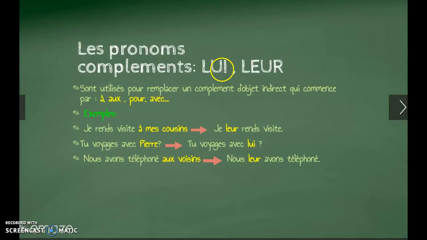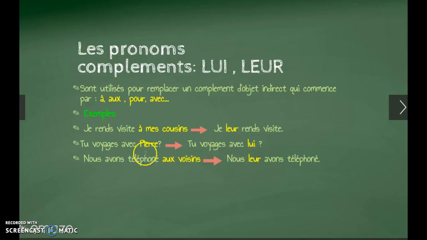Now these two pronouns, lui and leur: lui means him or her, leur means them. So these are used to replace also nouns or sometimes objects that start with the following keywords: à, au, pour, or avec. Par exemple, je rends visite à mes cousins. I visit my cousins. So if I have to replace my cousins with one of these, I need to use leur because this is the plural pronoun. Je leur rends visite. I visit them.